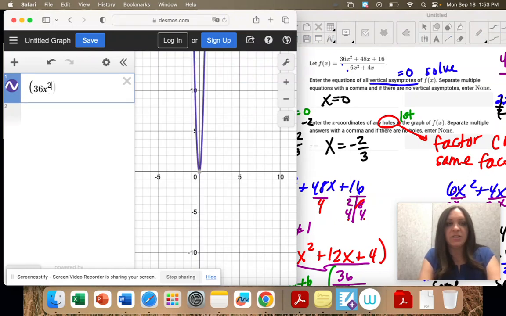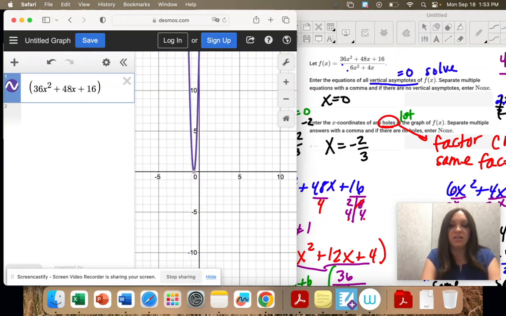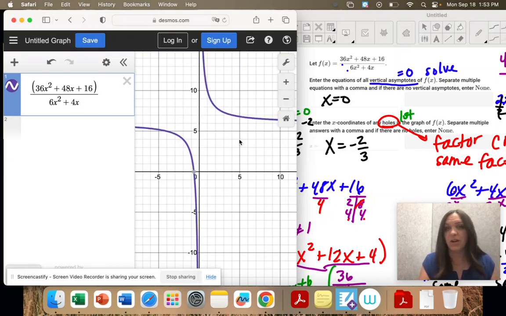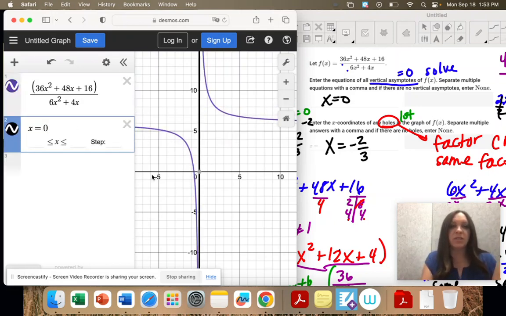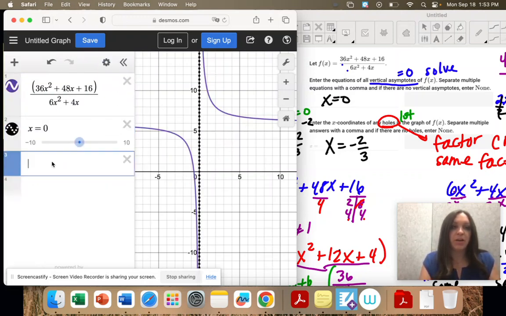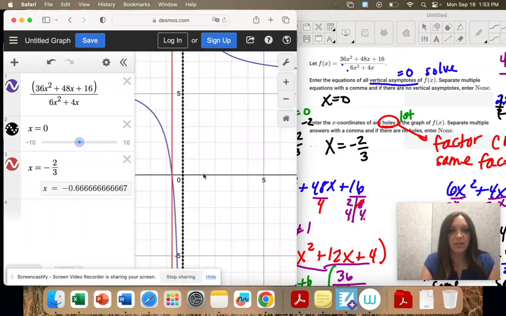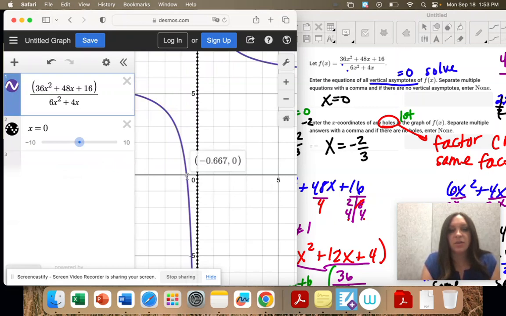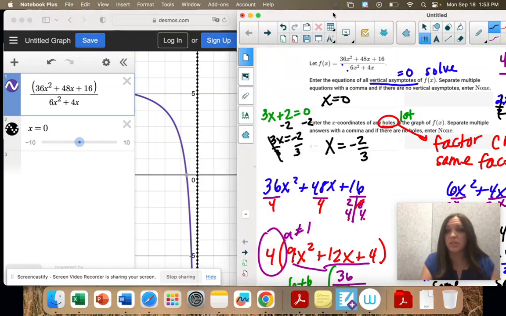So 36x squared plus 48x plus 16 divided by 6x squared plus 4x. Kind of a crazy graph. So here's our asymptote, x equals 0. And then I was about to make our asymptote x equals negative 2/3, but that's not an asymptote. See, it goes through the line. That means it can't be an asymptote. But at x equals negative 2/3, we have a hole in the graph, which means the graph just goes along and then it jumps.